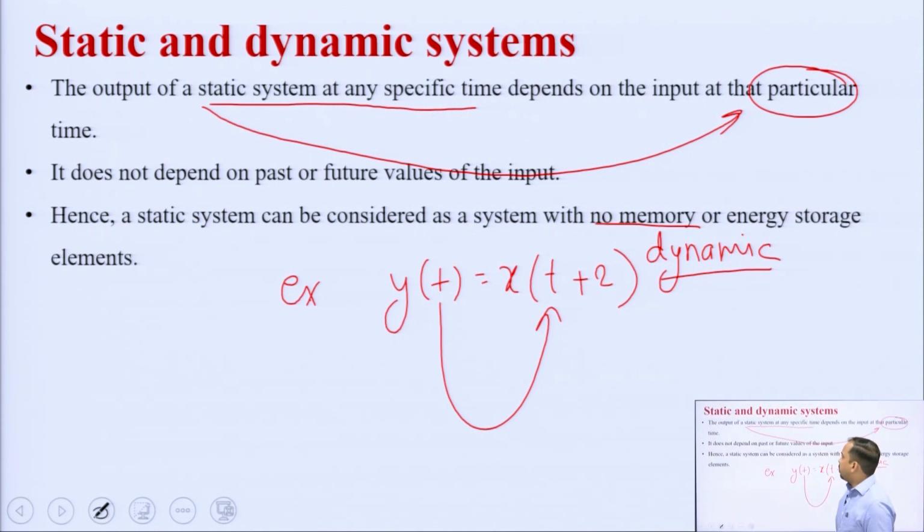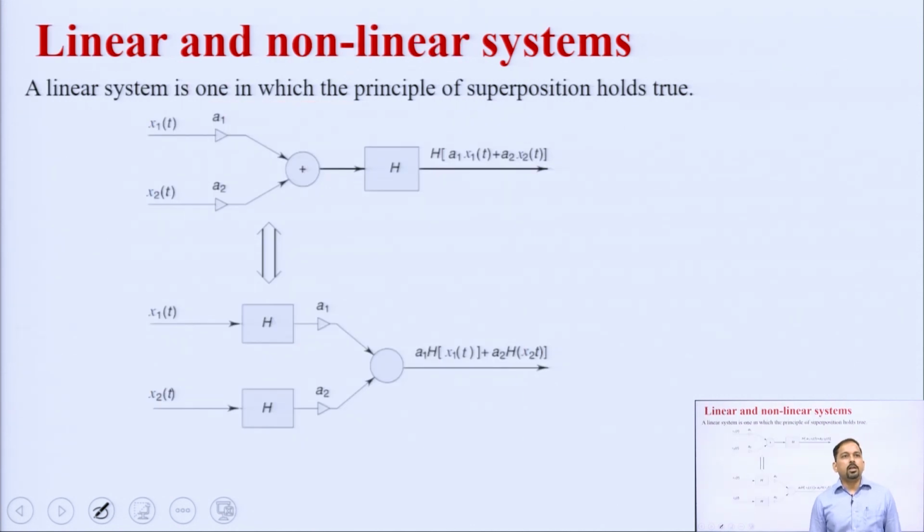We can have some examples of static systems also. Let us say y(t) equals x squared(t). We can see that at t equal to 0, if we take the output, the input is also at the same time. So, this is called a static system. Next is the linear and non-linear system. When a system is said to be linear is very important, because we are going to start with LTI, linear time invariant. So, we must understand how a system is linear or non-linear.